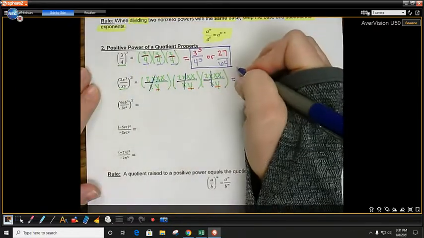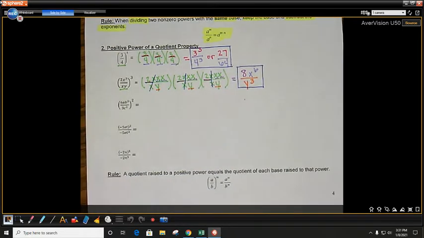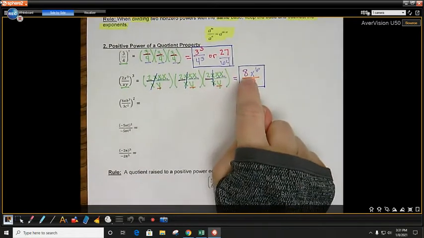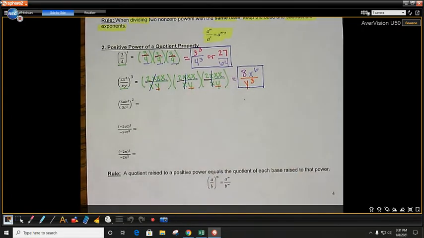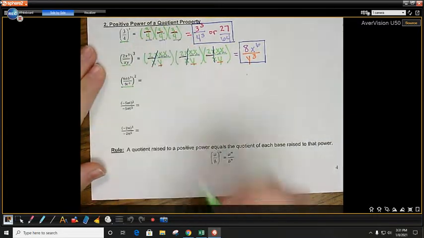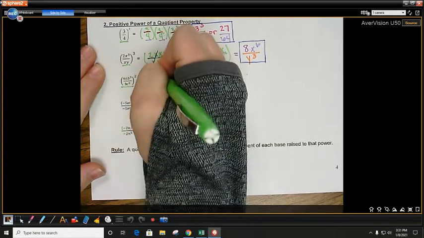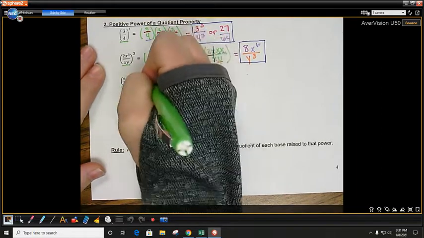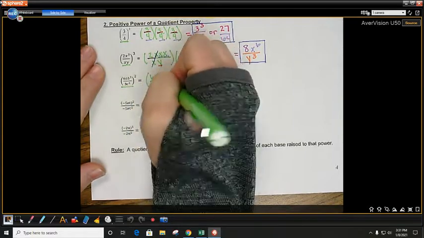Again, make sure when you write your answer that there's no like bases on top and bottom. My top has a coefficient in x's, my bottom only has y's. Okay? Let's look at the next one. I'm going to write my parentheses out twice. So I have 6a, b to the third means I have 3 b's. Over 3c squared means I have 2 c's. Write your parentheses out twice.